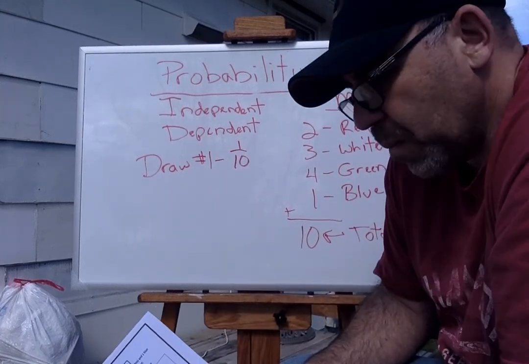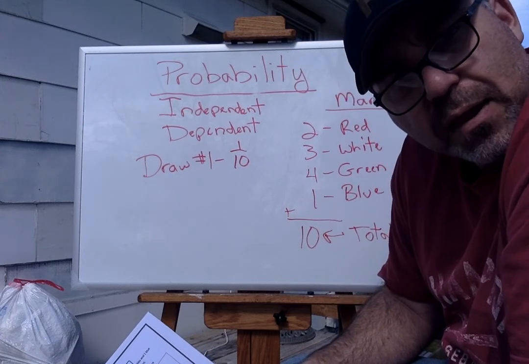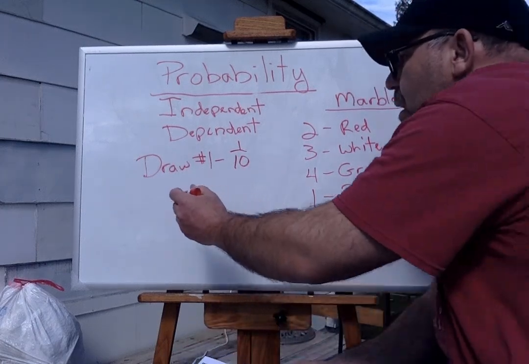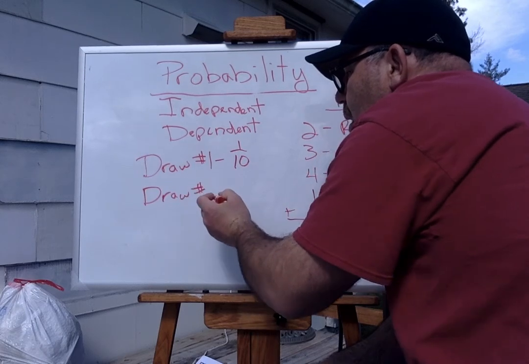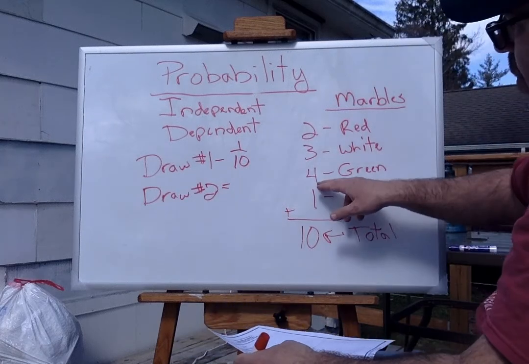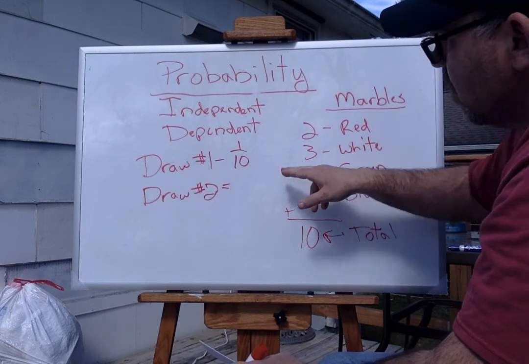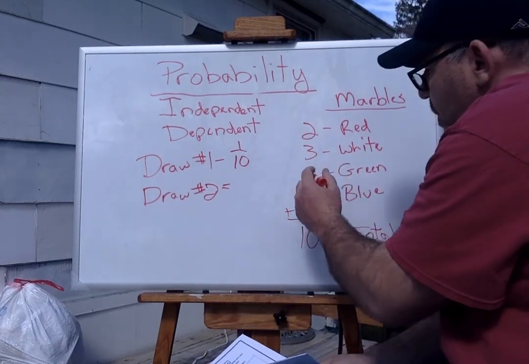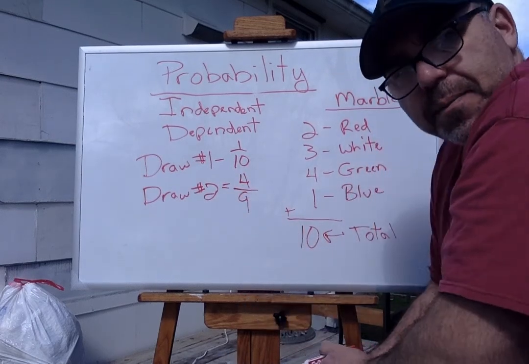Now, the probability of drawing a green marble on the second draw, or the second time we put our hand in the box and pull out a marble, draw number 2. There are 4 green marbles, but now how many marbles are left in the box? Well, there's 1 less because I didn't put that first blue marble back. So now the probability of getting a green marble is 4 out of 9.